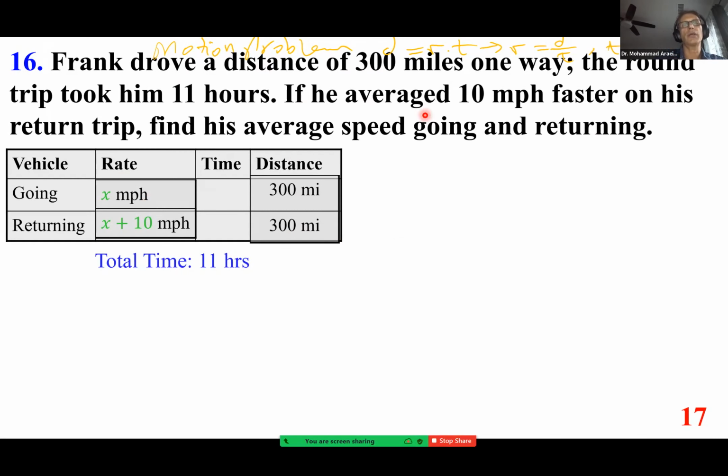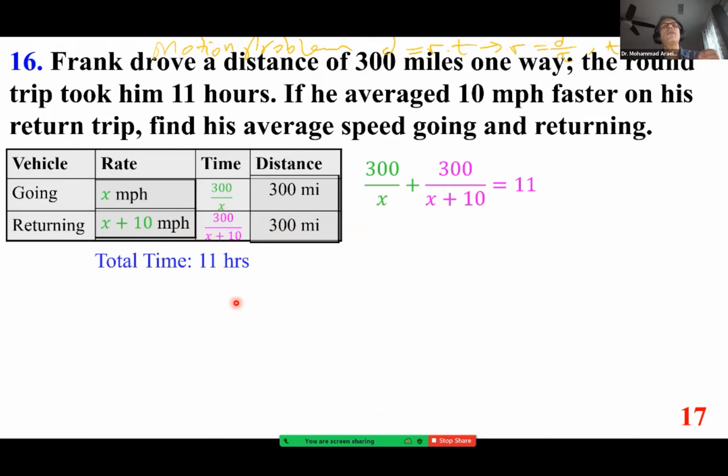So what is the time? According to this formula, time is D over R. So 300 over X here, 300 over X plus 10 here. And they must add up to 11. So I hope you see, if you have a word problem, you set it up in this manner, you can easily come up with the answer. I can't emphasize the importance of that. So with that being the case, you multiply both sides by LCD, which is X times X plus 10.